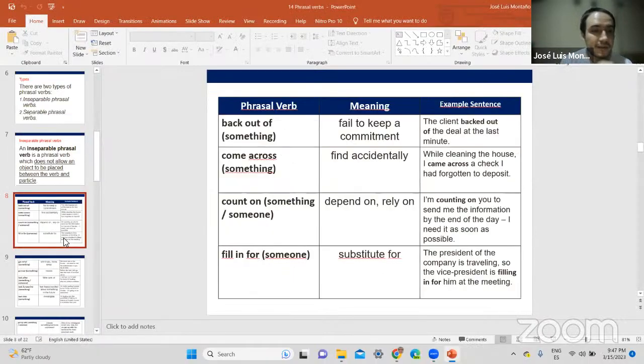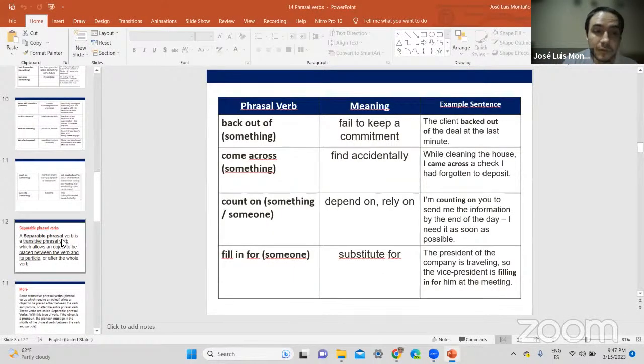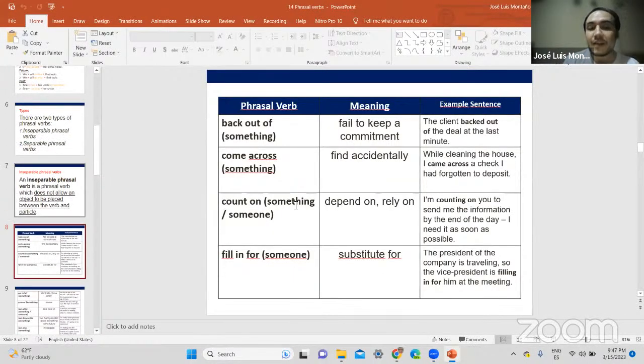Now let me see. I think in this one we're going to review both. Yes, we're going to take a look at separable and inseparable ones.